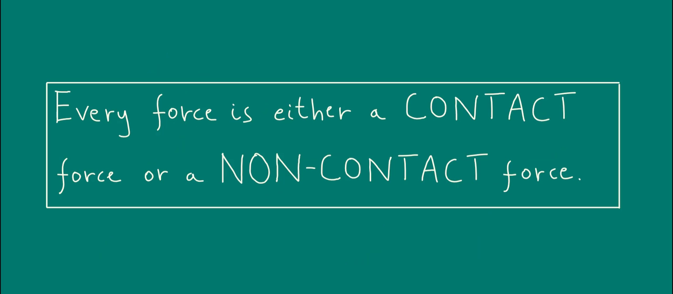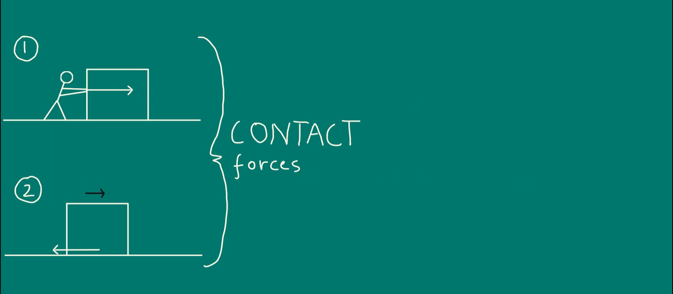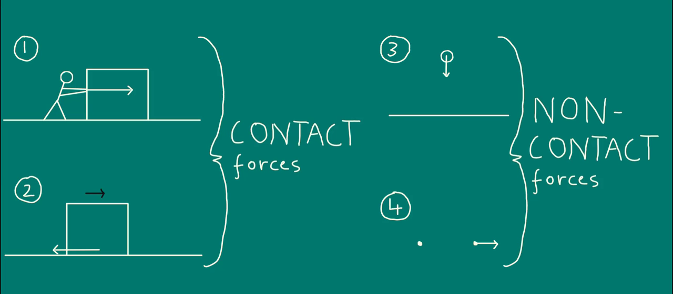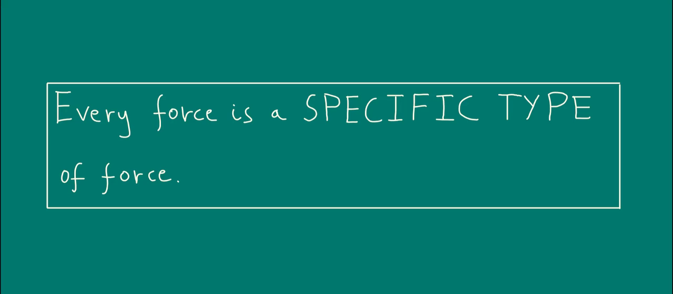Forces can be classified as contact or non-contact. As the names suggest, contact forces are present when the two bodies make contact or touch each other, whereas non-contact forces naturally are when the bodies don't touch each other. So for example, in our first two examples, the forces were contact forces because the bodies made contact with each other, whereas in examples 3 and 4, because the bodies weren't touching one another, those forces are examples of non-contact forces.